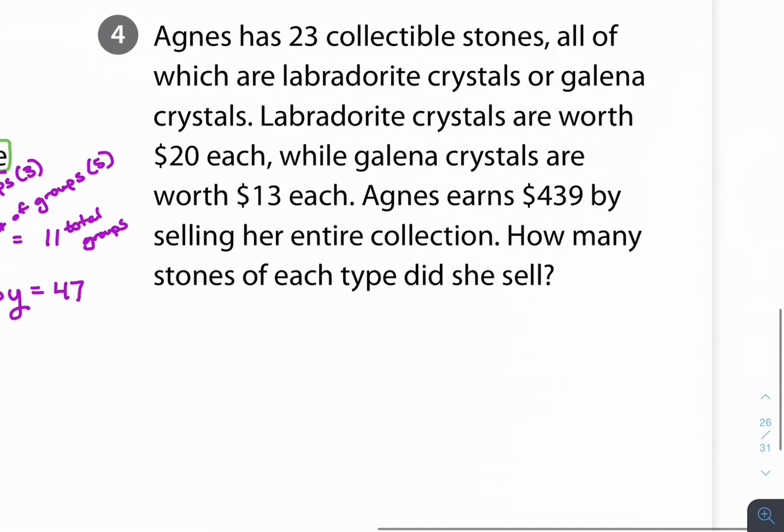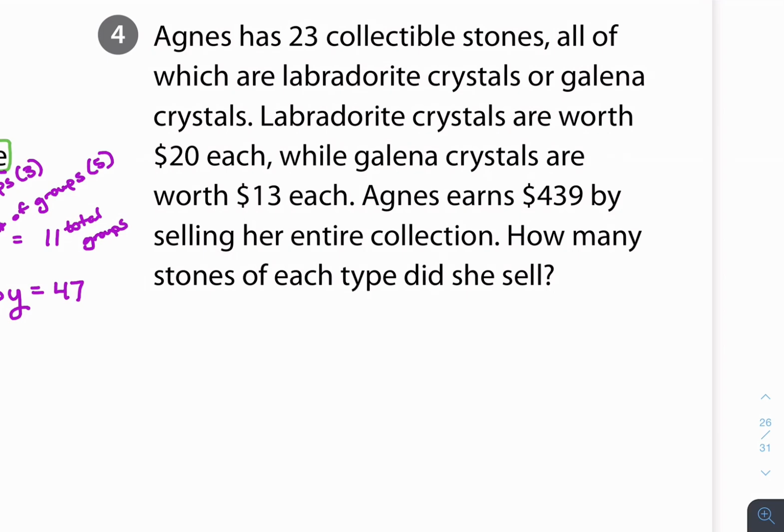All right, number 4. It says Agnes has 23 collectible stones, all of which are labradorite crystals or galena crystals. Labradorite, I don't know if I'm saying that right. Labradorite crystals are worth $20 each, while galena crystals are worth $13 each. Agnes earns $439 by selling her entire collection. Get your money, Agnes. How many stones of each type did she sell?